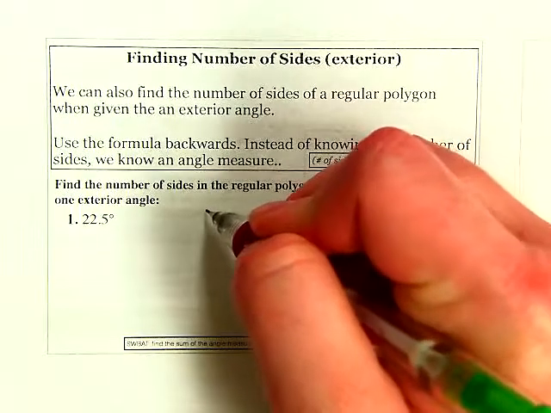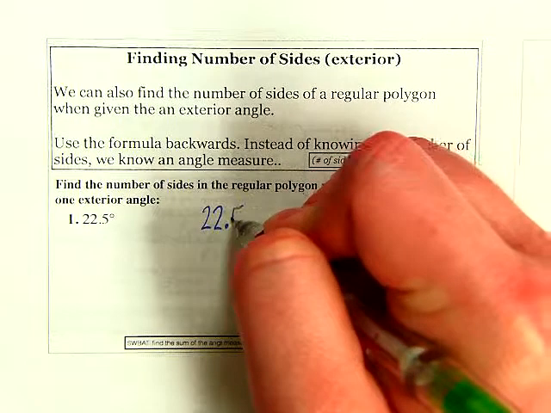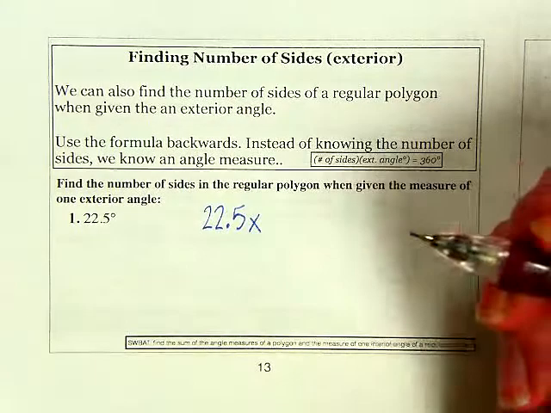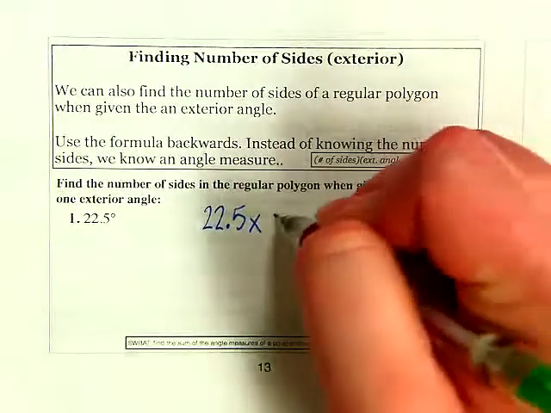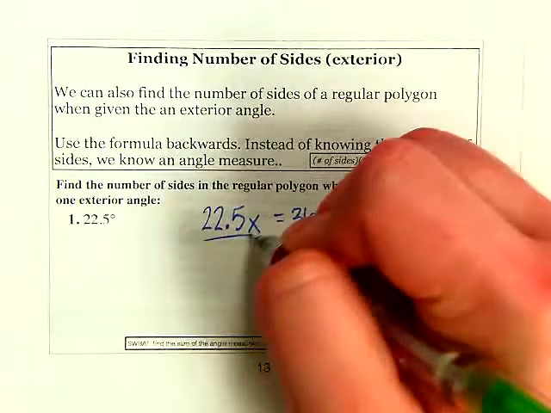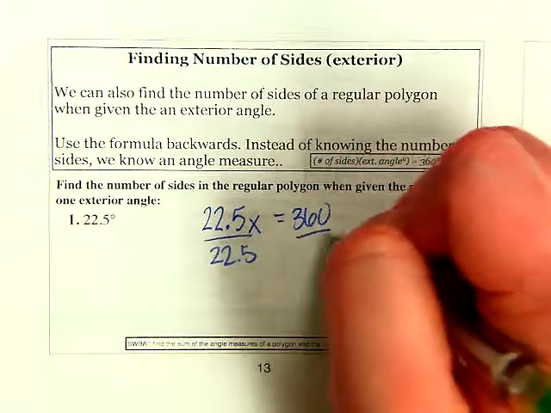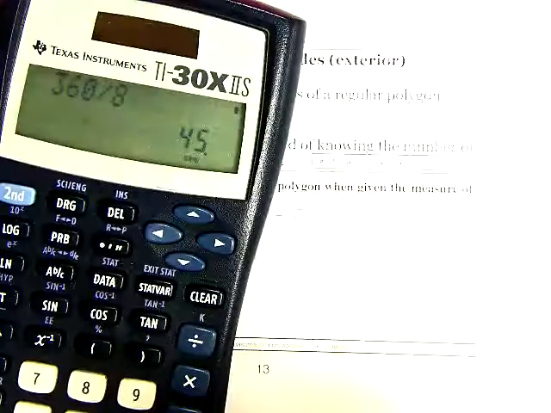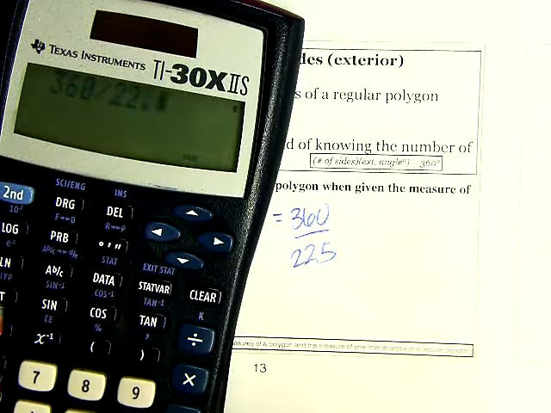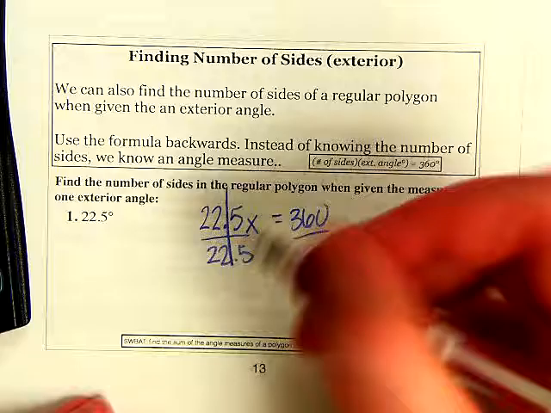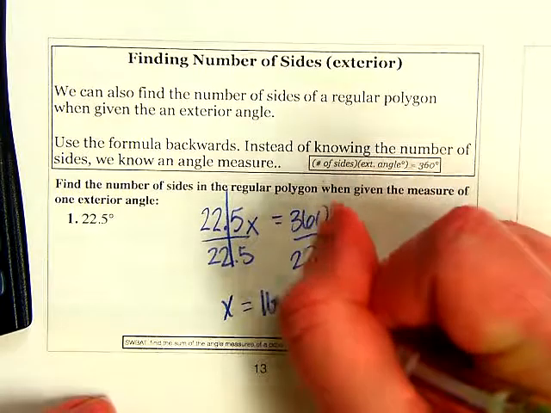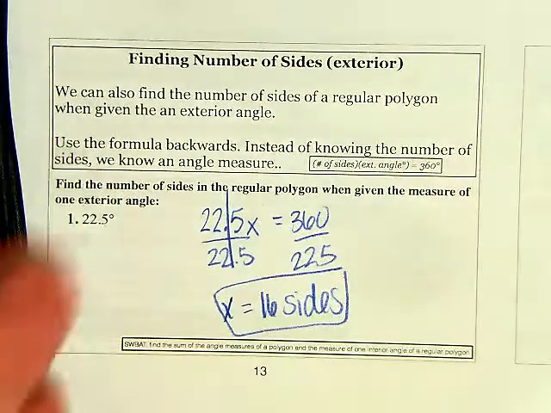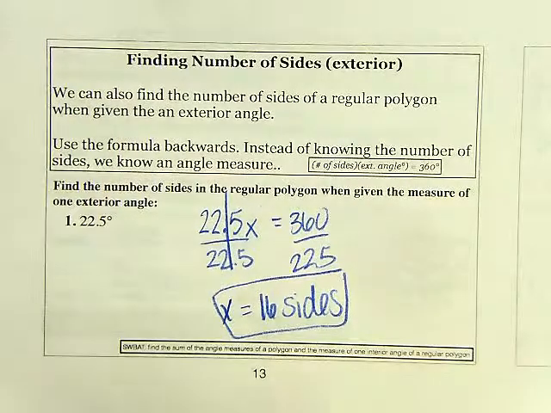Well, all the angles are the same. So they're all 22.5 degrees. We don't know the number of sides, or you call it n, but it has to equal 360. So we're going to divide both sides by 22.5, and we'll be given the number of sides that there are. 16. So x, or n, equals 16 sides. And that's about the extent of our exterior angles.